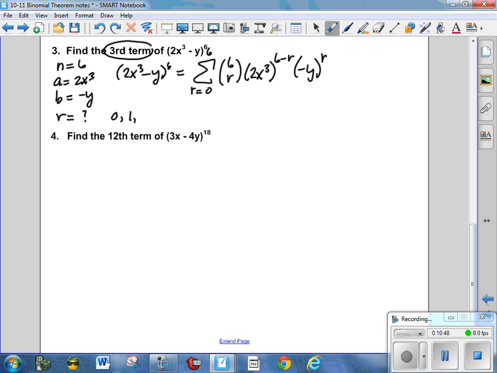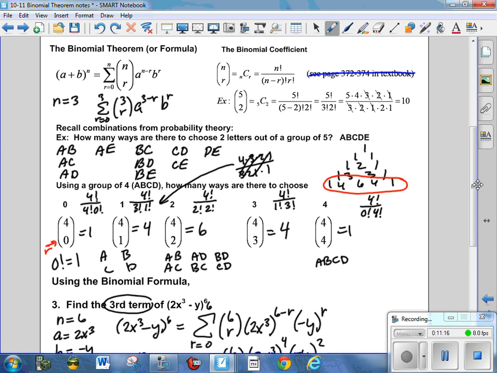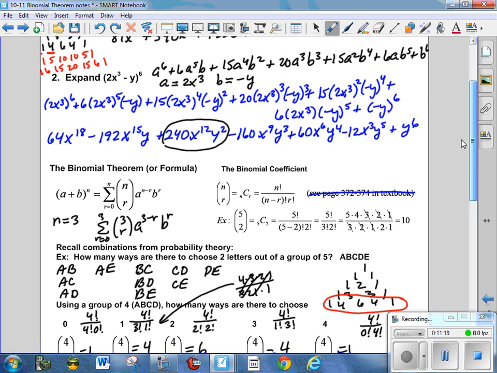0, 1, 2. So r is equal to 2. Putting 2 into this gives me 6 select 2, 2x to the third, to the fourth, negative y squared. Well, notice here's our x to the 12th y squared, which we were looking for. If we go back up to the one we circled, there it is. There's our x to the 12th y squared.